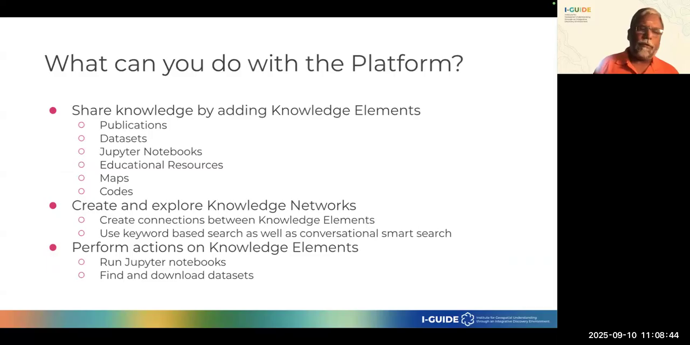So what can you do on the platform? You can share knowledge by adding knowledge elements. Currently, these are the set of knowledge elements, but these could be increased: publications, data sets, Jupyter notebooks, educational resources, maps, and code. We have made it easy for you to add all these knowledge elements. For example, if you want to add a publication, all you need is a DOI. Just put it there, and it will automatically extract the metadata, and then you can submit your publication.